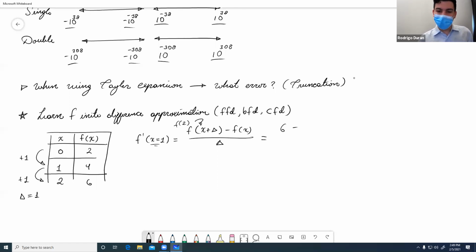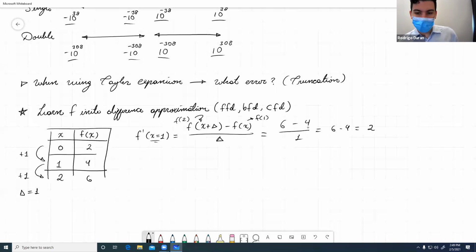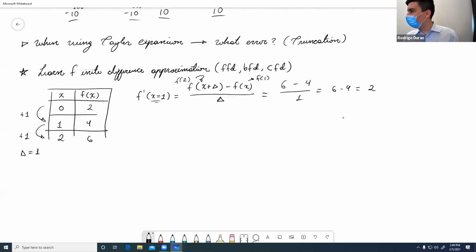So f of 2 is going to be 6. Minus f of x, and x is 1, so this is actually f of 1, and f of 1 is 4. So 6 minus 4, and delta, I said, was 1. So in reality this is 6 minus 4, which is 2. Right? So that's how you find a difference. Depends on the formula: you have forward, you have backward, you have central.